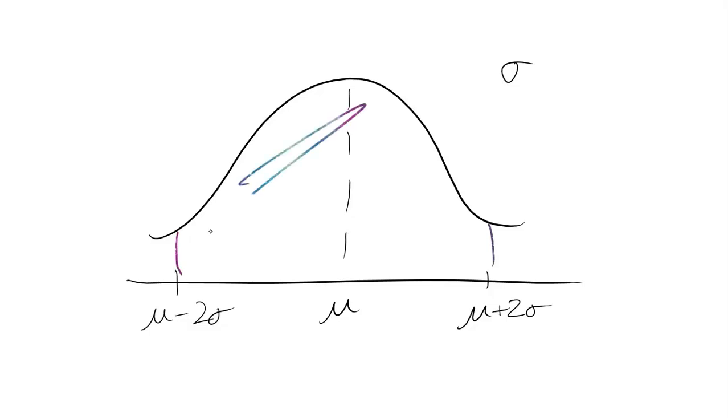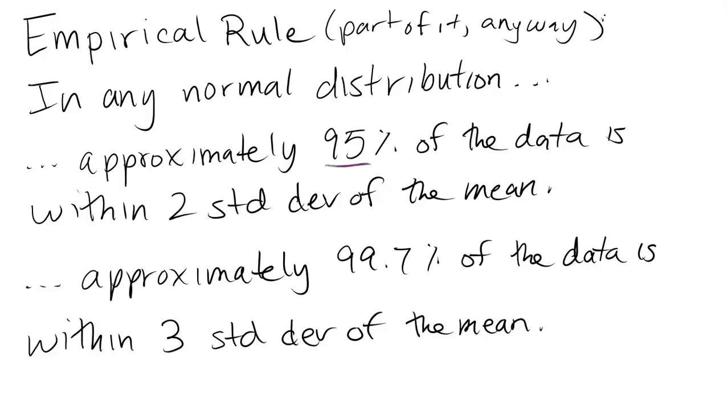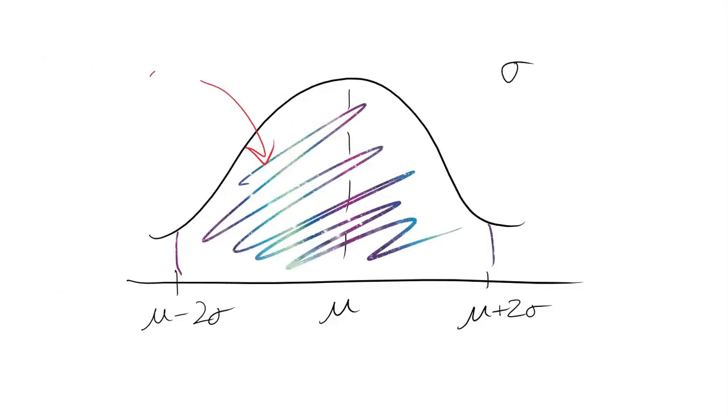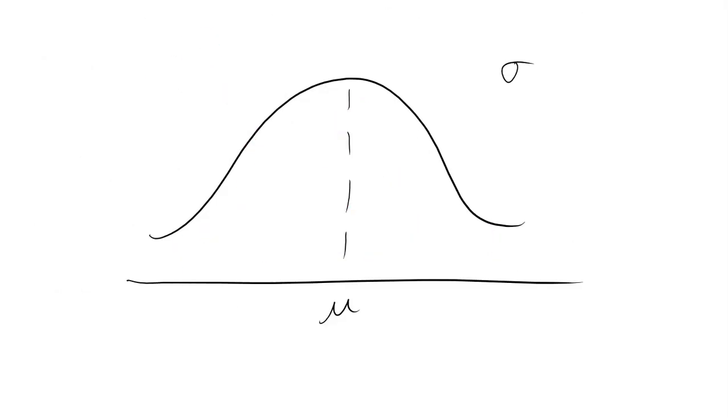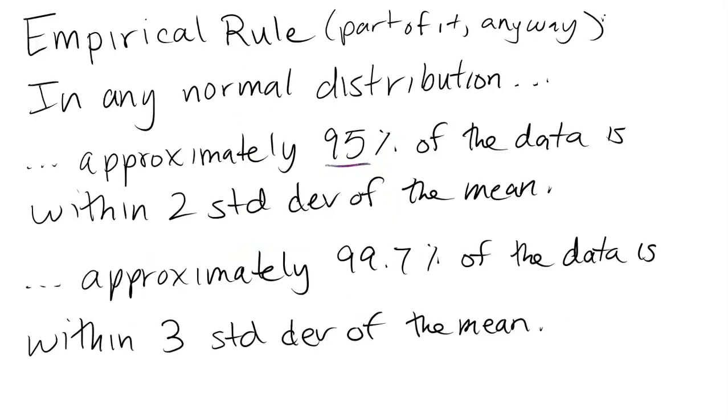If we were to look at the area contained between those two bounds, the empirical rule says that that's around 95% of the data. So the area encapsulated here would be around 0.95. Similarly, if we were to add 3 standard deviations to the mean and also subtract 3 standard deviations from the mean and find the area encapsulated within that region, that would be around 99.7% of the data, according to the empirical rule. And we take advantage of this to construct a confidence interval.